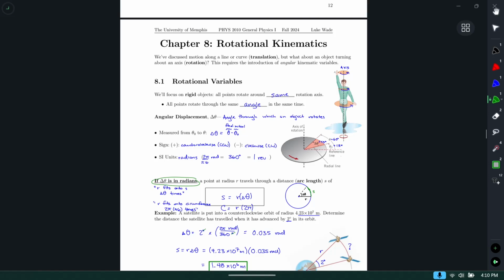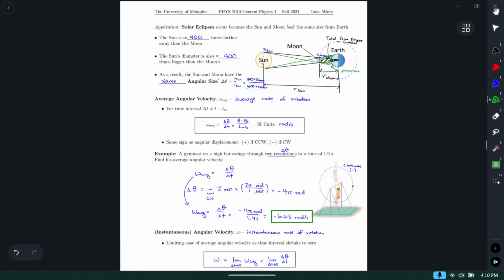Conceptually, what I could ask is things like, is this a positive or negative angular displacement, velocity, acceleration, and so forth. How you can tell is this sign convention. Counterclockwise is positive, clockwise is negative.